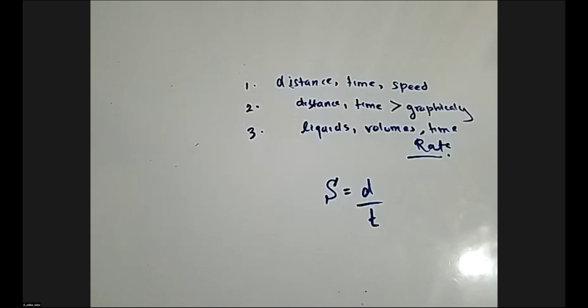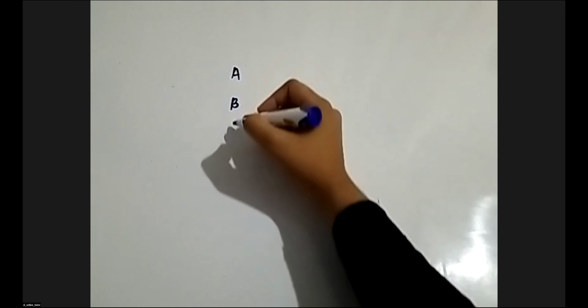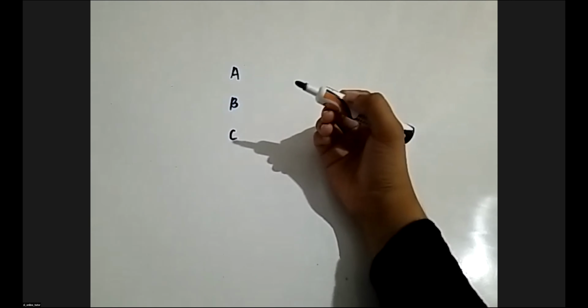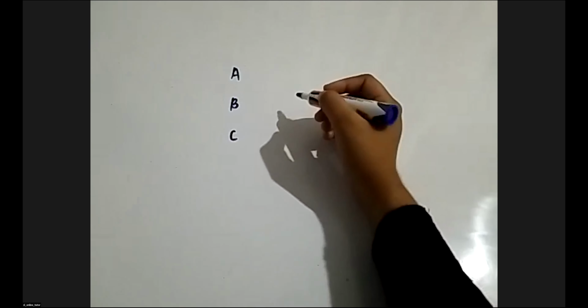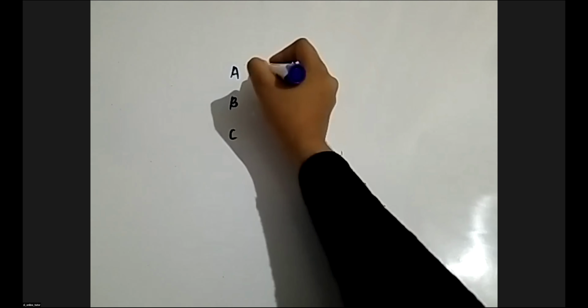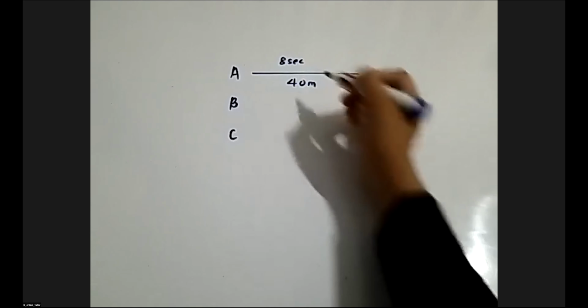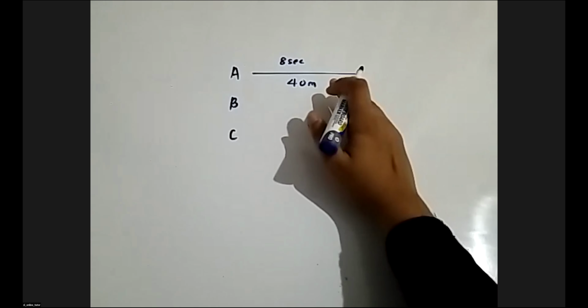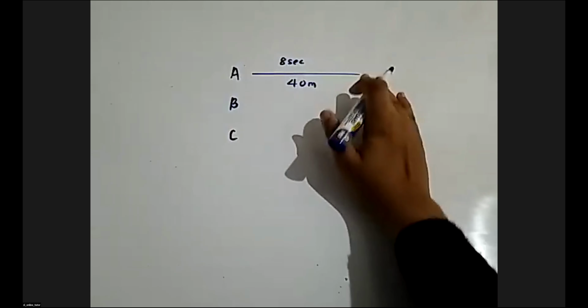Okay, we can start. Let me take an example. Look at the board. Let me take 3 people, A, B, and C. A person named A took 8 seconds to run a distance of 40 meters. A distance of 40 meters is covered by person A in 8 seconds.